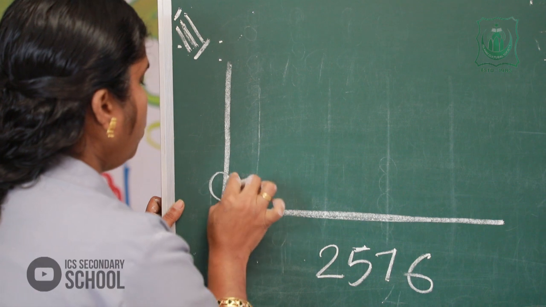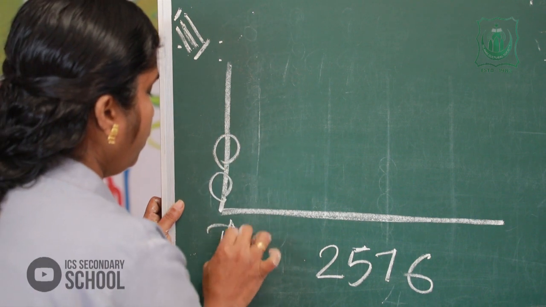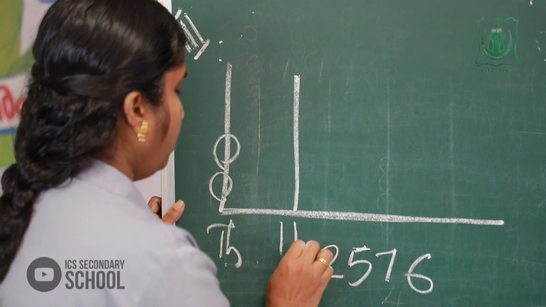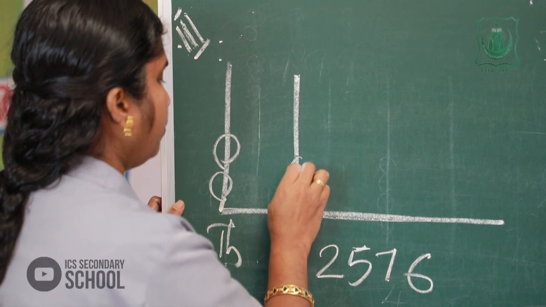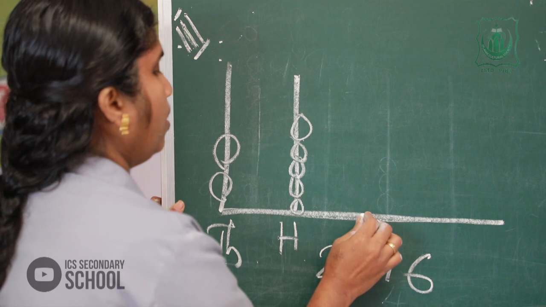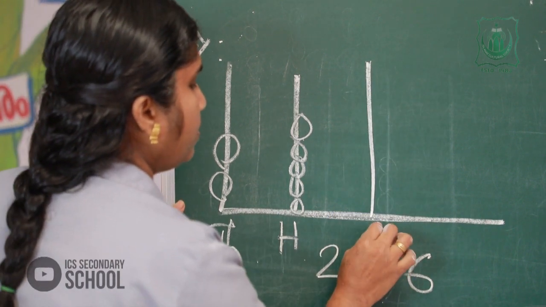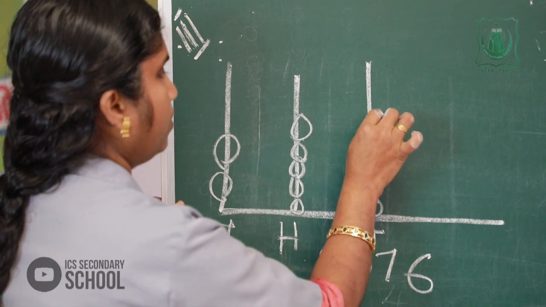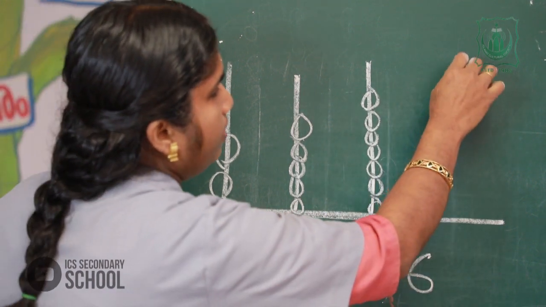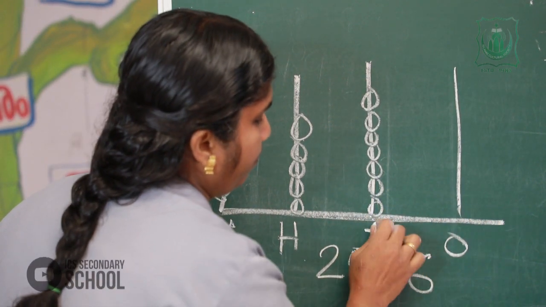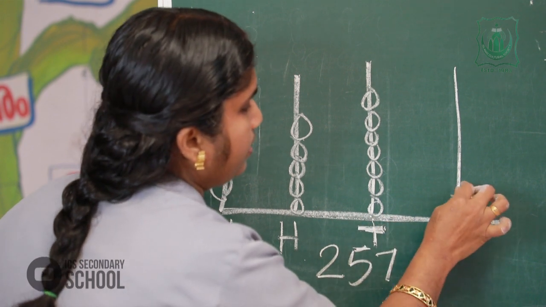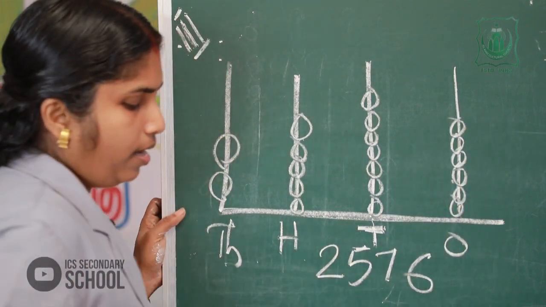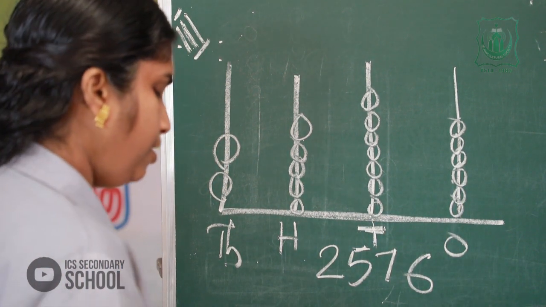Please draw 2576: 2000, 100, 5, tens, 1s, 6. Okay, got it? Okay. Please, next one.